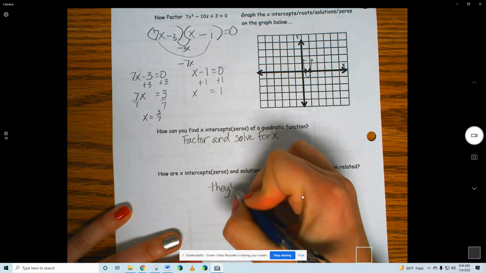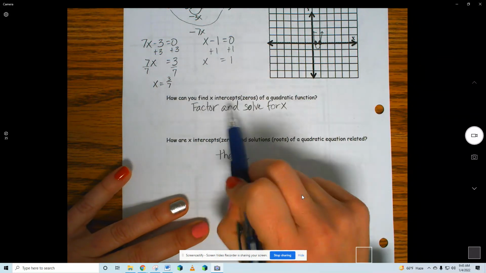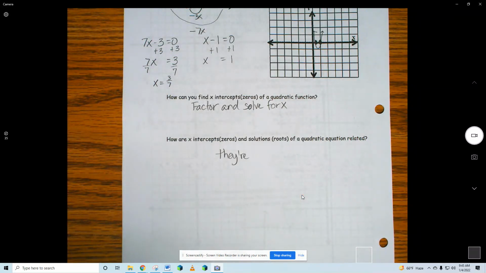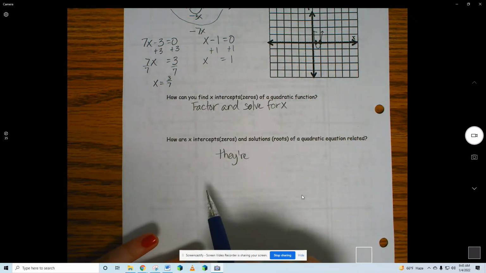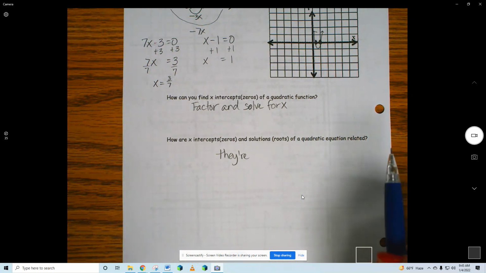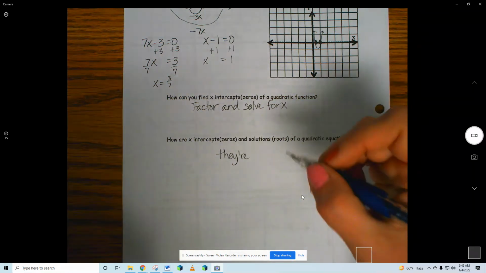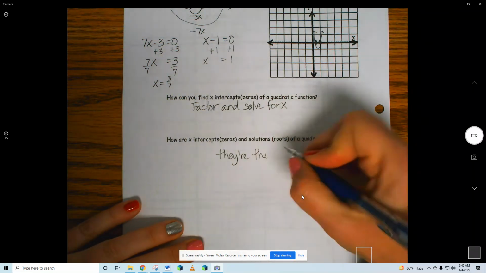All right, I'm answering the last questions. How can you find the x-intercepts of a quadratic function? You factor and solve for x. How are the x-intercepts, the zeros, and solutions, the roots of a quadratic equation related? They're the same.